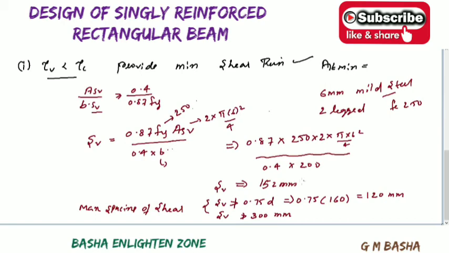See here, after simplifying you will get a spacing of 152 mm. But according to the IS condition, your spacing should not exceed these two values, that is 0.75 d and 300. If you simplify, you will get 120 mm and 300 mm. Out of these, they clearly mention your spacing should not exceed 120 mm, and in no case will it be greater than 300 mm.